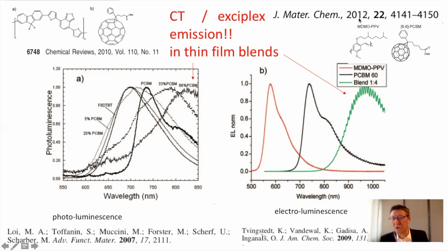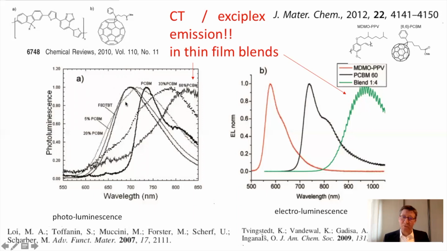This here from 2012 is actually a review from Maria Loy from Groningen. These other papers are, I think, from the data itself. On the left, we see a polymer, FHDTBT, it's called, don't ask me why. And it's mixed with this PCBM, with the fullerene. It is photoluminescent, so they excite the films. They have a different ratio of PCBM added in. This is PCBM itself. This is the polymer itself.